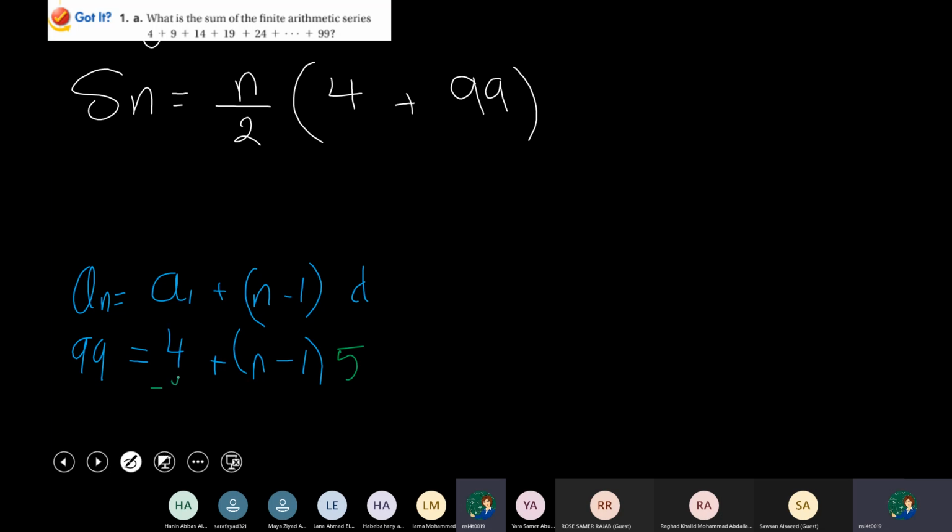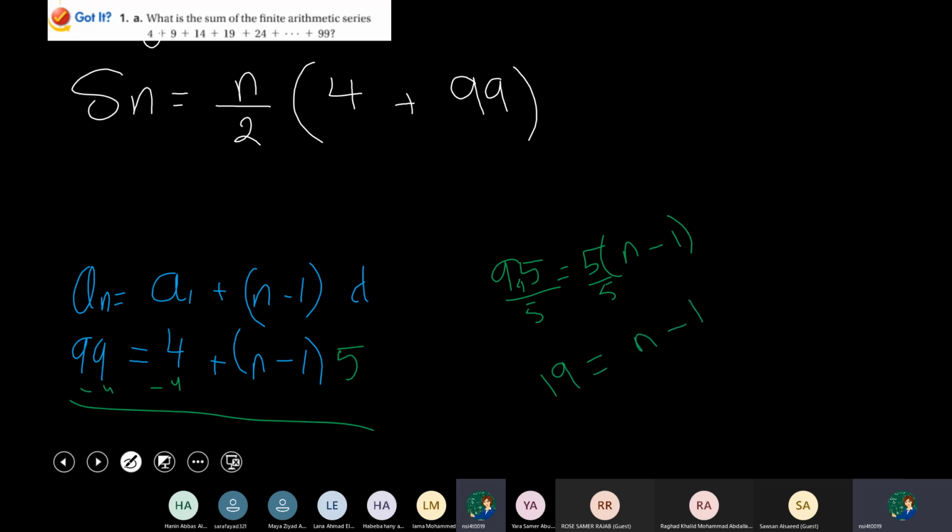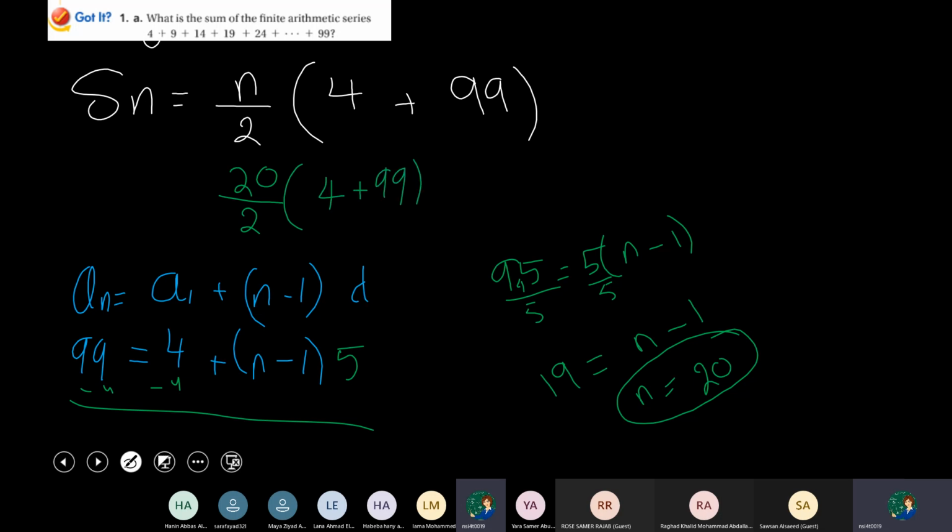Then, minus 4, 99 minus 4 is 95, equal to 5 times n minus 1. Divide by 5. 95 over 5 is 19, equal to n minus 1. So what is the number of the terms here now? 20. So the number of the terms is 20. I will go back here now. I can say now 20 over 2 times 4 plus 99.